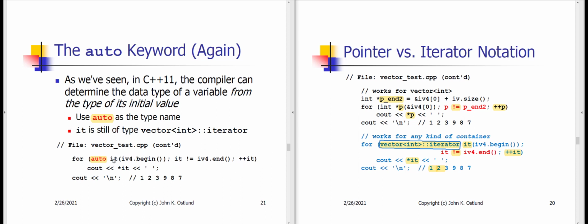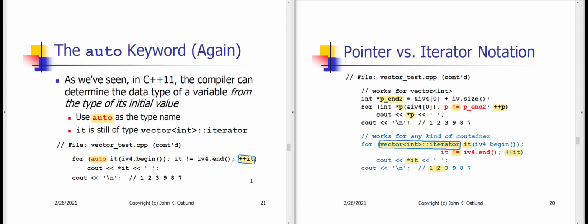So I'm initializing IT with begin, testing whether IT is not the end. Since it's not the end, I'll display the value that IT is currently, quote, pointing to, unquote, and then increment IT, and so on. I do want to say one tidbit here about ++IT.